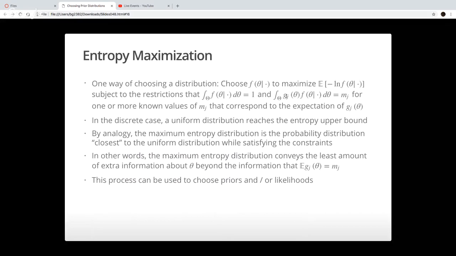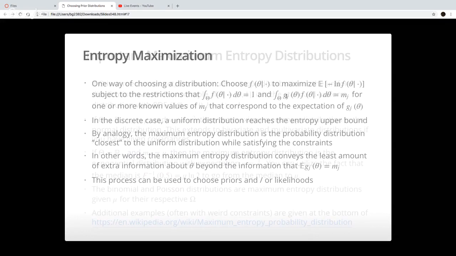So why might we want to do this? In the discrete case, so with dice, the uniform distribution achieves the upper bound of entropy. And so we can interpret the entropy of a distribution as how close it is to a uniform distribution subject to the constraints that we put on it in terms of the expectation of these g functions. And this process can be used to choose both families for priors and for likelihoods.